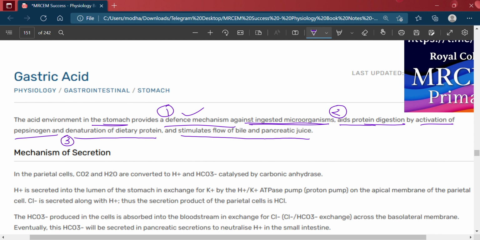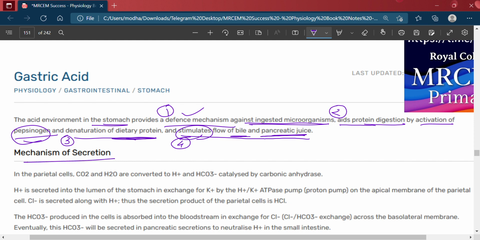Denaturation of the dietary protein and stimulates the flow of bile and pancreatic juice. It is stimulated by the gastric acid. It causes activation of the pepsinogen, and causes the denaturation of the dietary protein.